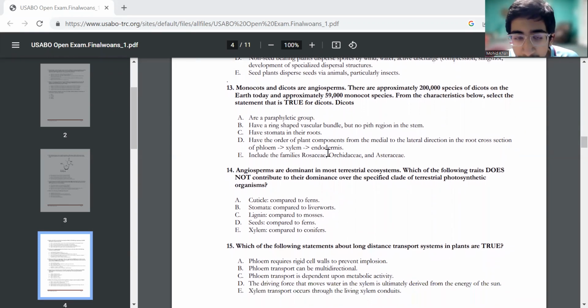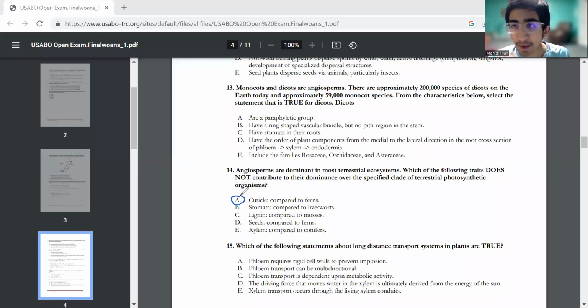First one, question 14. Angiosperms are dominant in most terrestrial ecosystems. Which of the following traits does not contribute to their dominance over the specified clade of terrestrial photosynthetic organisms? Just straight off the bat, reading it, I know that most land plants do have a cuticle, so automatically I can say that A would be the answer.